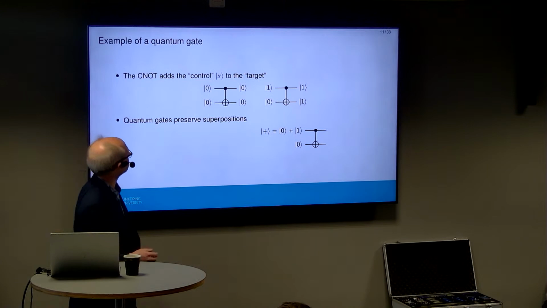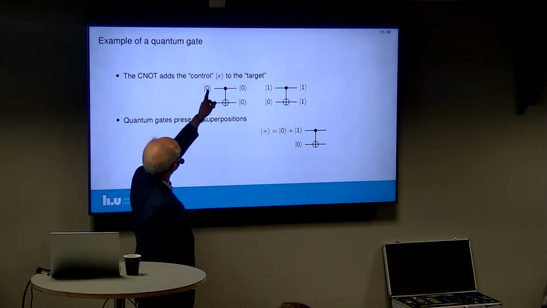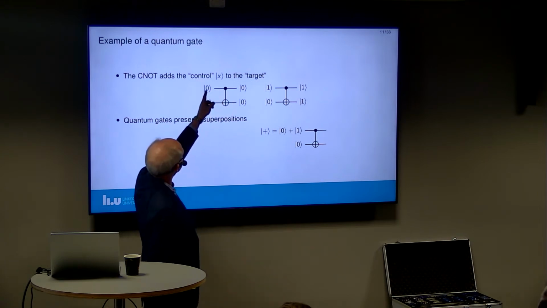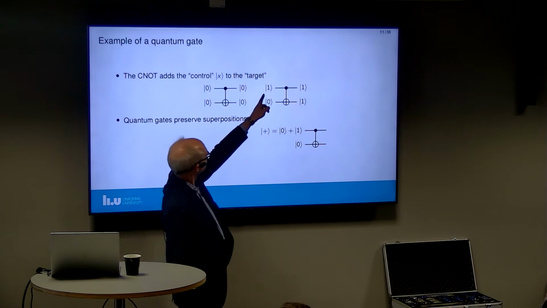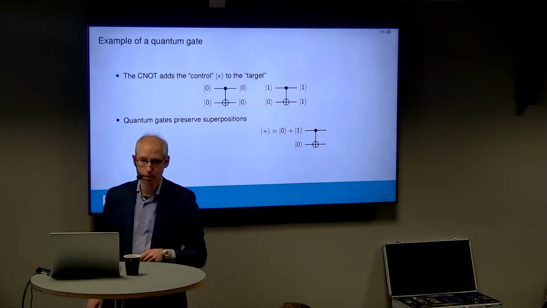So a C0 adds the control, the upper bit here, to the target. So if I have a 0 here, nothing happens. If I have a 1, it gets added to the bottom. Okay?